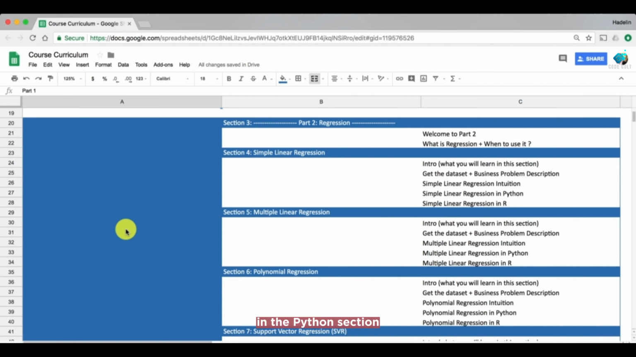You will see that in the Python section, we will solve a regression problem and we will have to predict some energy output. Well, that's regression, and you have many regression models. We introduce you to the most useful ones.